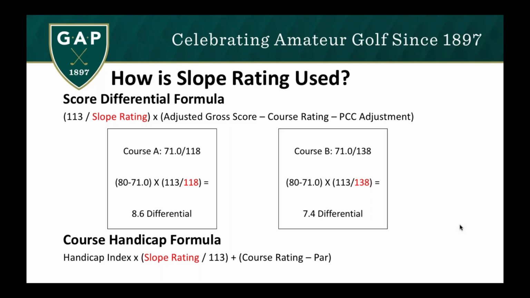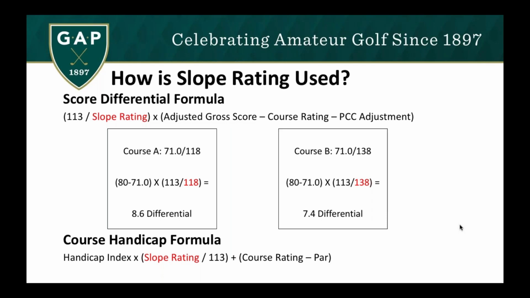So if a player on course A shoots an 80, the course rating is 71 and the slope's 118, they get an 8.6 differential. When this player goes back out to play golf, let's say their index is 8.6, and let's say they played to exactly their index.